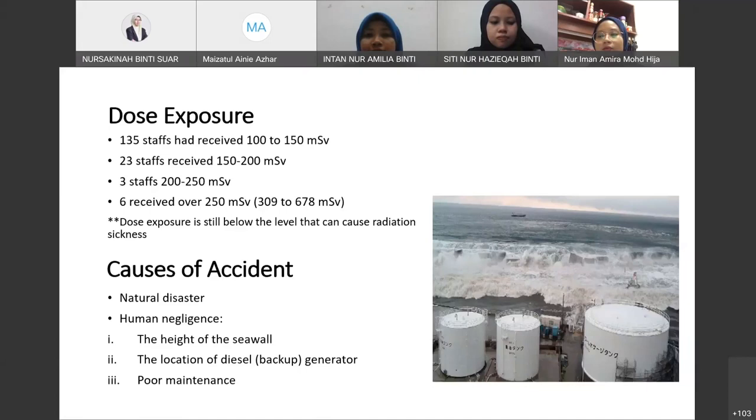Then there is the poor maintenance. The workers of the Fukushima Daiichi came forward and stated that they never did maintenance, especially for the safety cooling system of the Fukushima Daiichi. That's why this caused the accident to occur. So next slide.